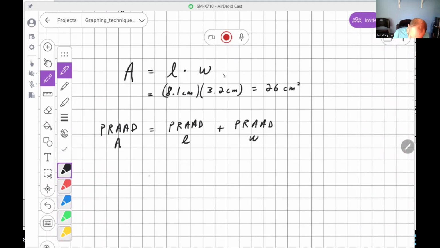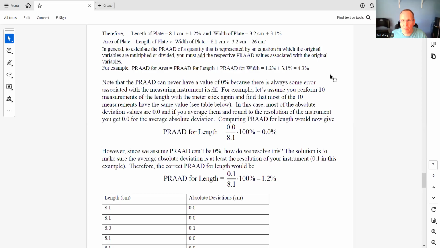So in this case, remember the PRAD for length was like 1.2%. And the PRAD for width, I think it was 3.1%. So if I simply add those together, I'm going to get 4.3%. That would be my PRAD for area. Okay, so as long as you remember to add the respective PRADs, basically that'll handle every situation that we meet in lab. And I have that in the handout here, right? So the PRAD for area is the PRAD for length plus the PRAD for width, right? 4.3%.